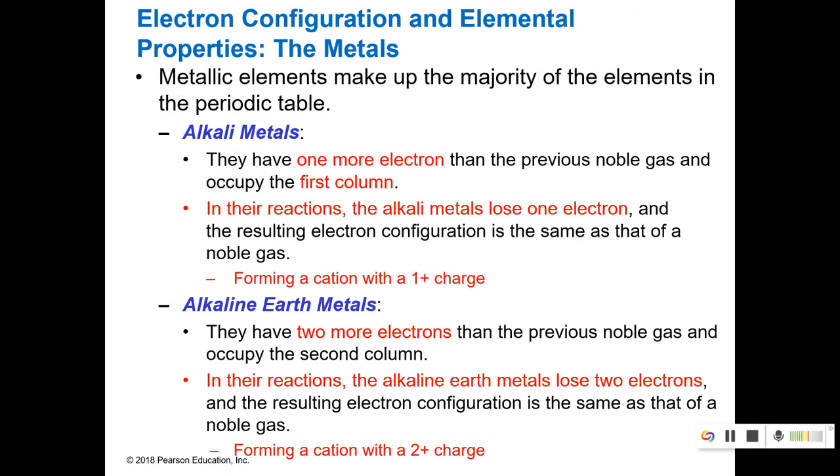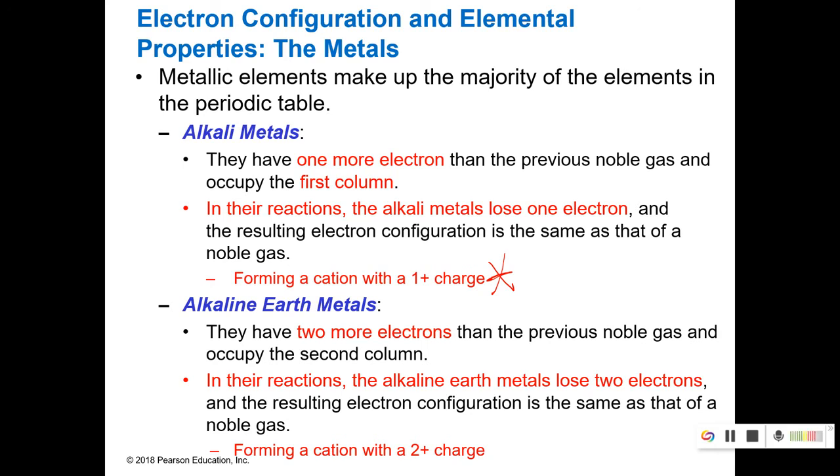The next group we're going to talk about is the alkali metals. The alkali metals are the very first column with hydrogen, except hydrogen is not a metal. So hydrogen is not included for the alkali metals. Okay, they will have 1 more electron than the noble gases, and they're going to be in that first column. And they will lose that electron to form a cation charge of +1.